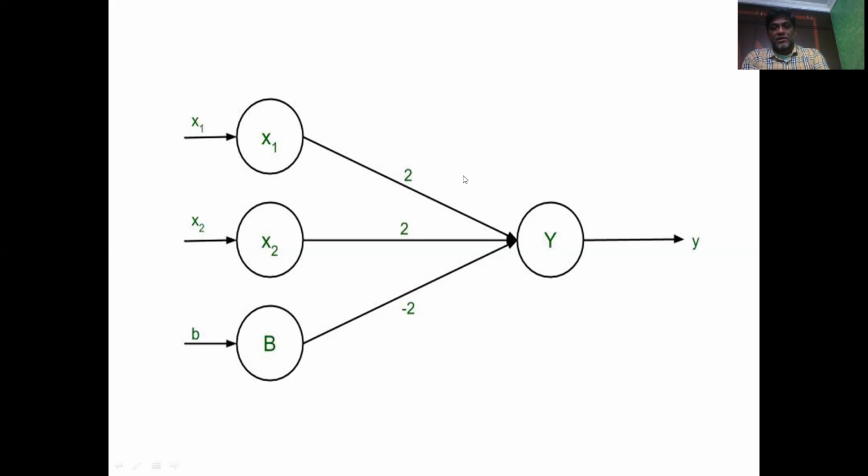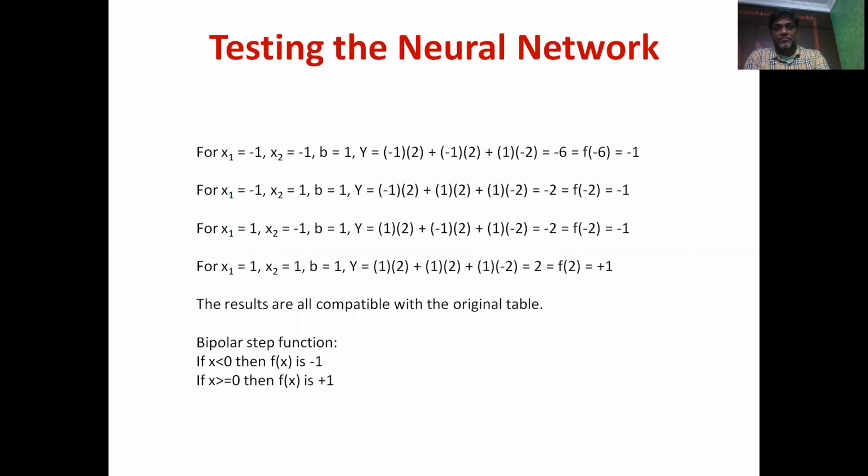And for a given input X1 and X2, if it can identify the corresponding target value now, then we can say that the design of this neural network is successful. Okay, now let us test this neural network with some input samples.